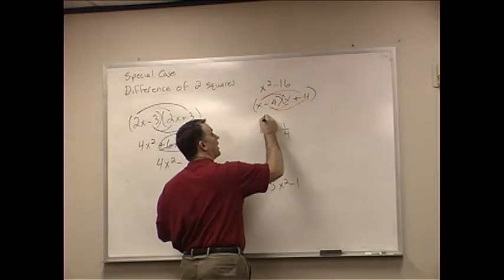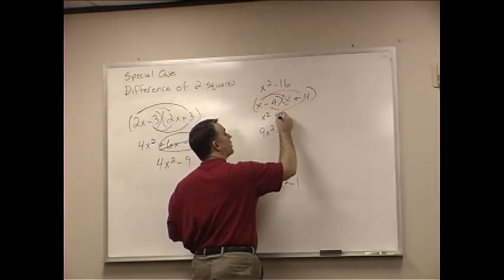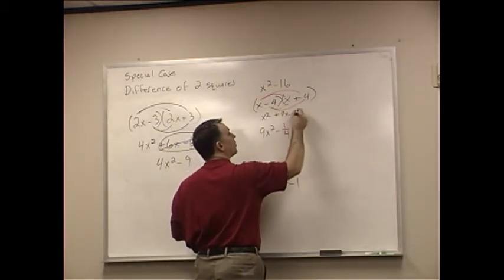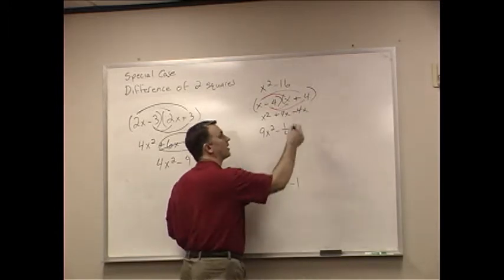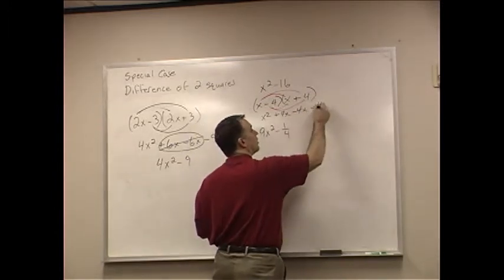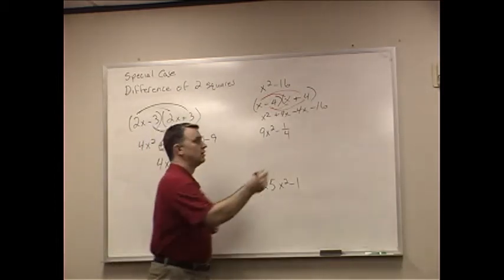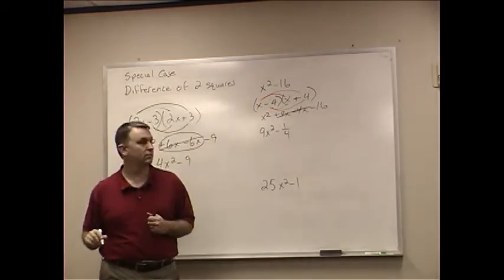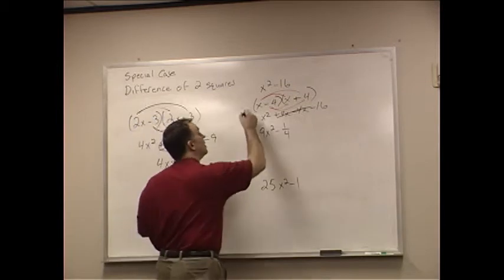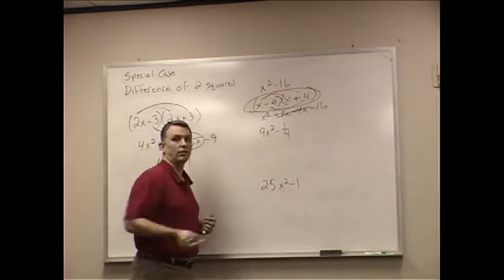X times x, x squared. X times 4, 4x. Negative 4 times x, negative 4x. Negative 4 times 4, negative 16. The middle terms cancel out. It's x squared minus 16. That is the correct answer.